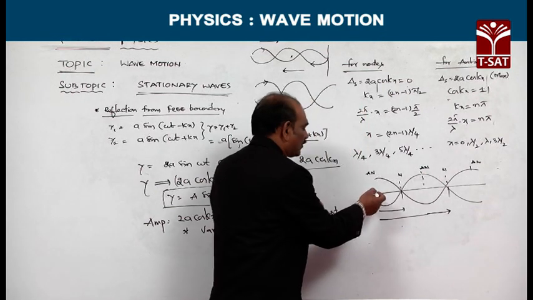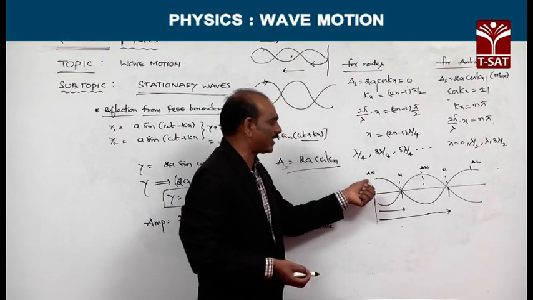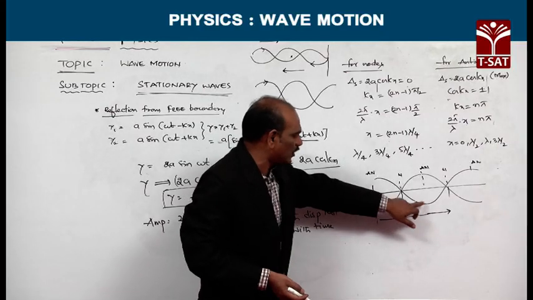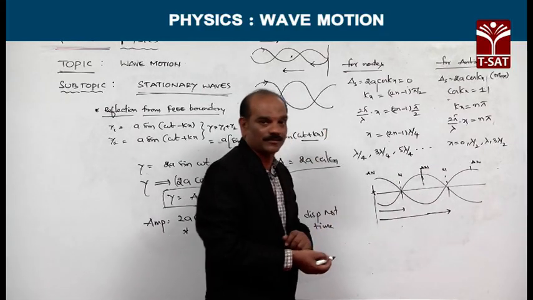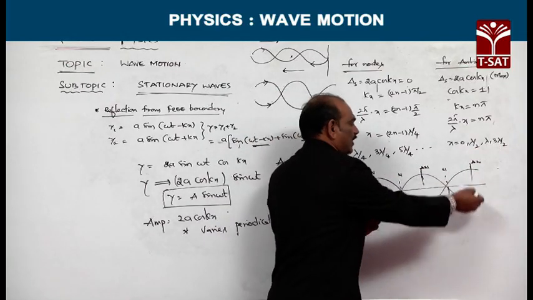Means at a distance of 0, in the beginning only, we have an antinode. After a distance of lambda by 2, from here to here, again an antinode is obtained. Again at 3 lambda by 2, over here, an antinode is obtained.